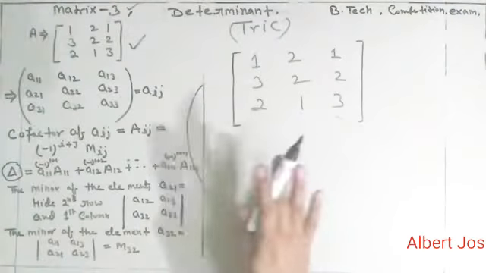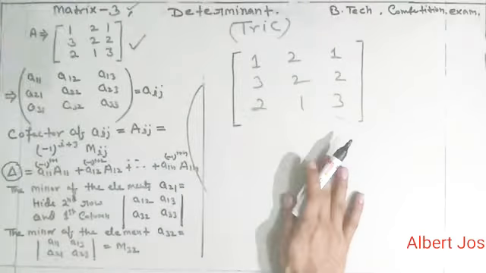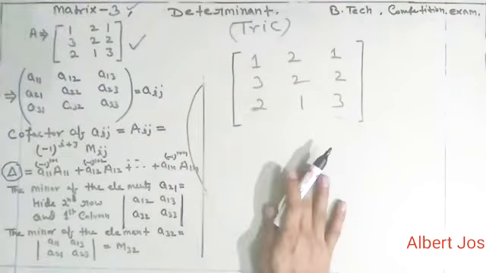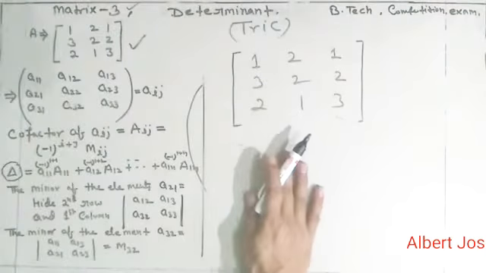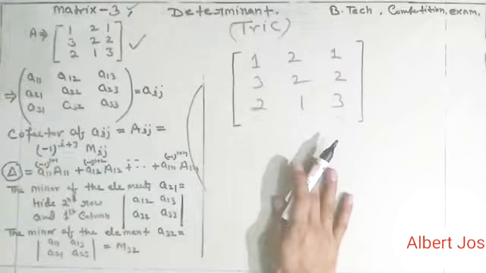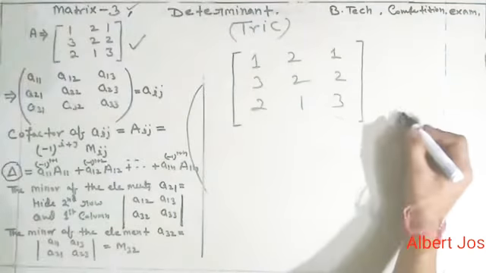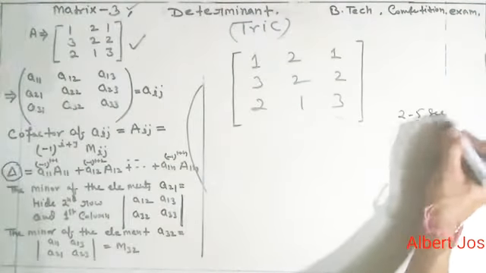Also, if you have done the university exam, and suppose you want to check afterwards whether you are correct or not. Okay. So this is the very simple trick. You can solve the determinant of the matrix within 2 to 5 seconds. Okay, if you have good practice.